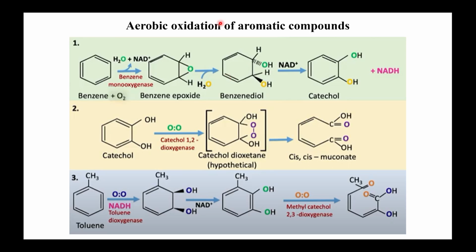There are some aromatic hydrocarbons also, like benzene. So how will benzene be oxidized? For oxidation of benzene, monooxygenase will act on it and add one OH. Again, one more benzene monooxygenase will add one more OH, and then you will have two OH added to the benzene, which will be the catechol. The product is called catechol. This catechol can be oxidized by catechol dioxygenase.